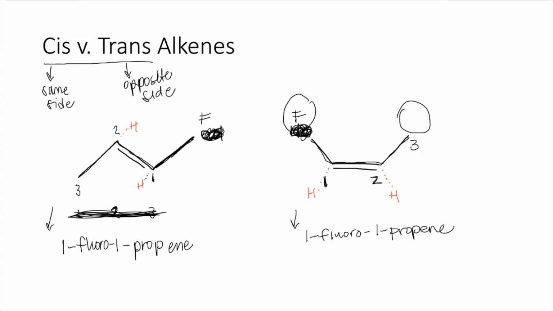All right, so going back to the naming. So now I need to tell my audience, hey, this one's trans. They're on opposite sides, and this one is cis. They are on the same side. So I do that by just adding the prefix to the entire name. It comes before the branches. Okay. All right. So that's alkenes.